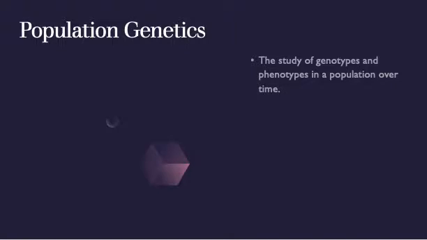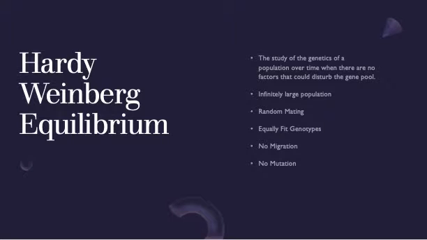Population genetics is the study of the variation of genotypes and phenotypes in populations over time. One way to examine the genetics of a population over time is using the Hardy-Weinberg equilibrium. Hardy-Weinberg equilibrium is the study of the genetics of a population over time when there are no factors that could disturb the gene pool. When in Hardy-Weinberg equilibrium, you assume that the population is infinitely large, there is random mating, all genotypes are equally fit, there is no migration, and there is no mutation.